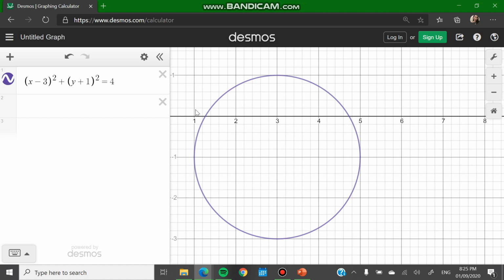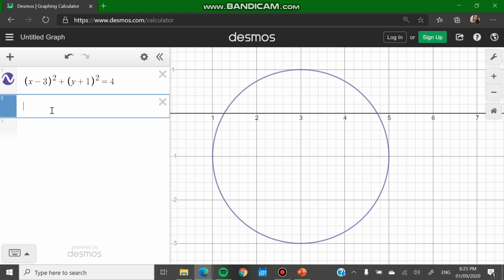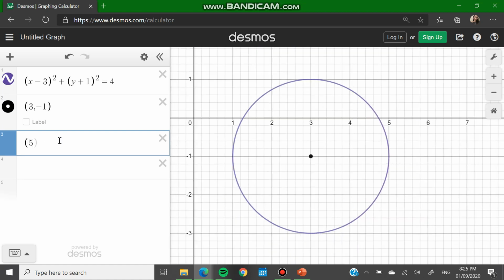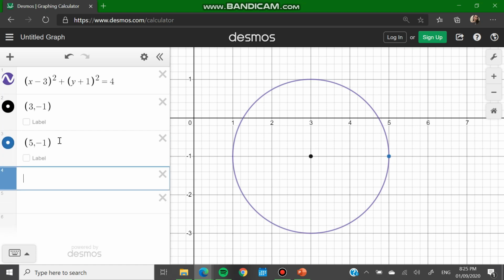This is the graph of our circle. You can also put the center. So we have (3, negative 1) as the center. There. So this is the center. Then for the radius, you can just identify any point. So let's say this one, (5, negative 1). And then if you count, there are 2 units from this point going to the center. So our radius is correct. So again, this is the graph of the given equation.